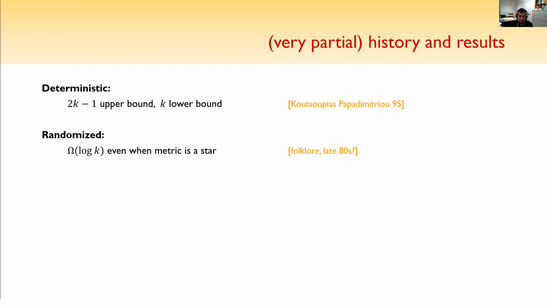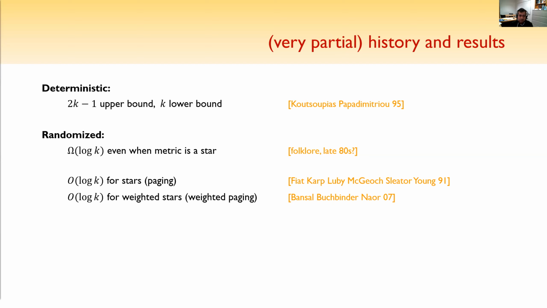So for randomized algorithms, there's a lower bound of log k, and this lower bound even exists when the metric is very simple, when it's simply a star. This is called the paging problem. Now for paging, i.e. when the metric is a star, this lower bound is tight. So there is an algorithm that also achieves a competitive ratio of log k. But this also extends to weighted stars, as shown by Bansal, Buchbinder, and Naor about 15 years back.